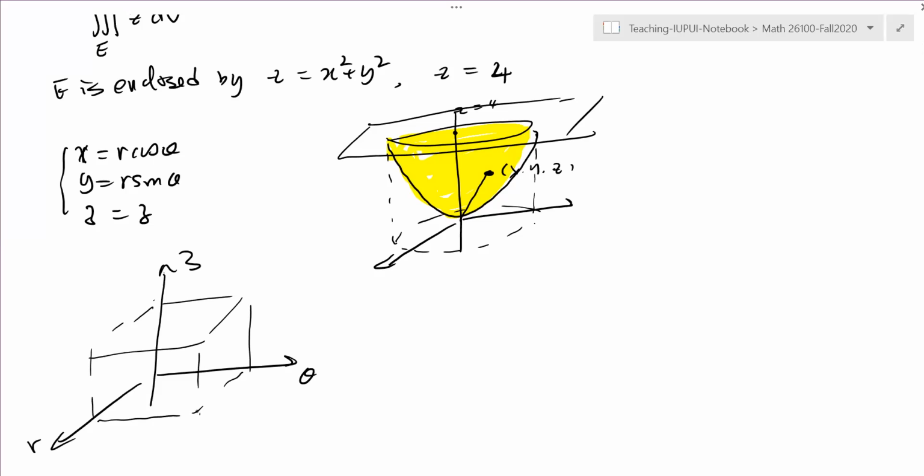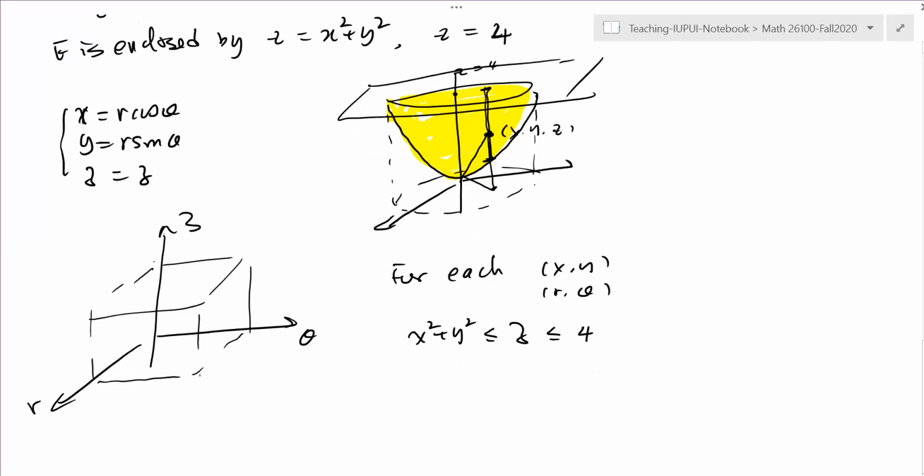We see that for a fixed r and theta, or for a fixed x and y, for each x and y, or r and theta, the z on this vertical line has a lower bound and an upper bound of 4. The lower bound is just x squared plus y squared, which can also be written as r squared.